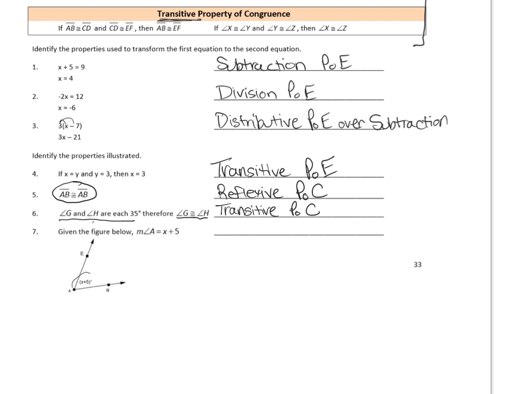Then down here 7, given the figure below, measure of angle A equals x plus 5, and they show me down here in the diagram that A is x plus 5. This isn't really a property of equality or congruence. This is just a given statement. I would probably write given in the diagram. Bit of a trick question.